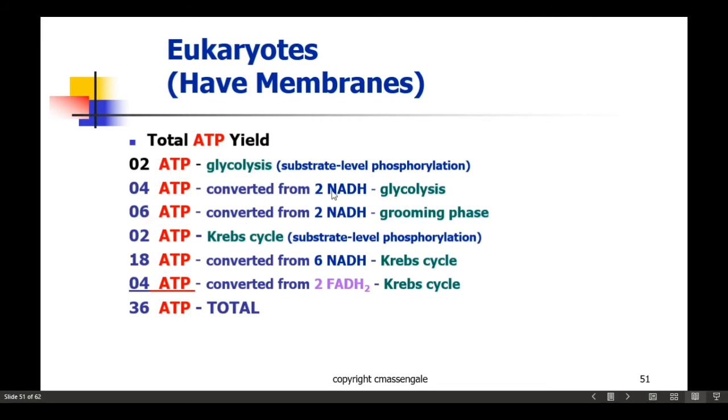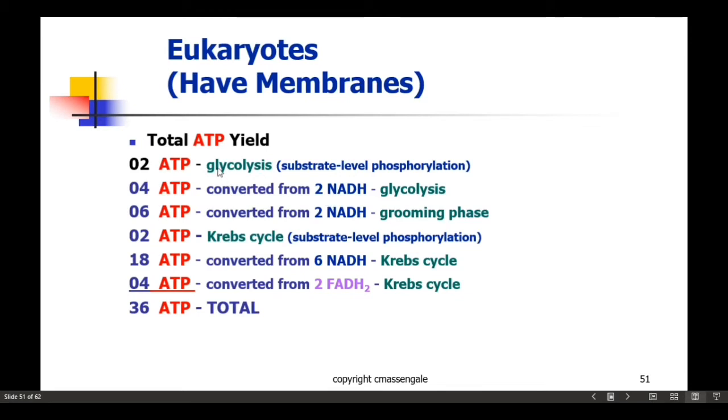Now, in glycolysis, there is also a production of 2 NADH molecules, and these 2 NADH molecules are going to be processed in the electron transport chain, making now 4 ATP molecules. The reason for this is going to be explained later on. This should be equivalent to 6. However, in this case, this is only equivalent to 4 ATP molecules.